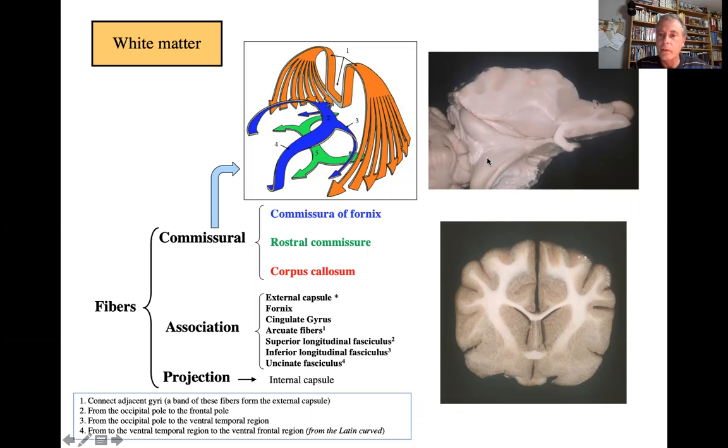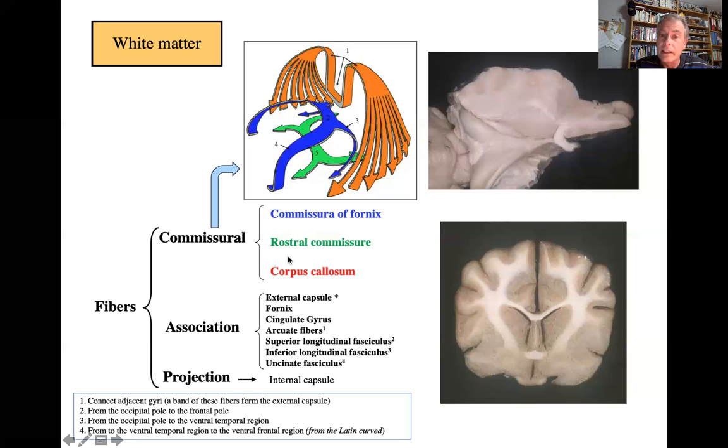The commissure of the fornix communicates both fornices, so it belongs to the archicortex, right? You have it here in this drawing. These are the fornix, parts of the fornix, and then the commissure of the fornix. The rostral commissure is paleocortex, communicates the olfactory bulbs and also the piriform lobes.